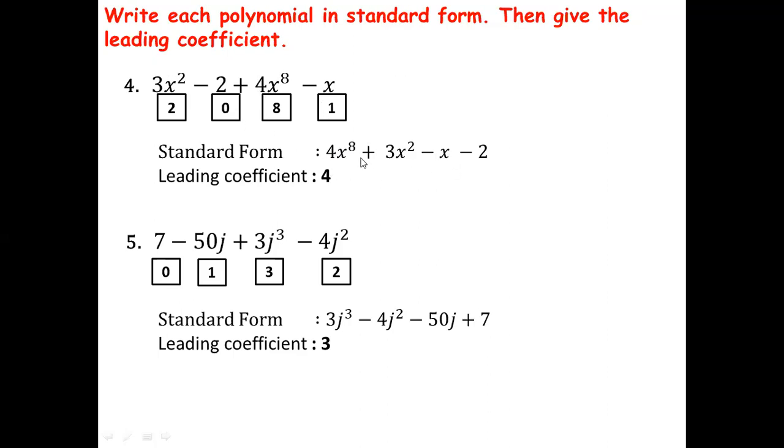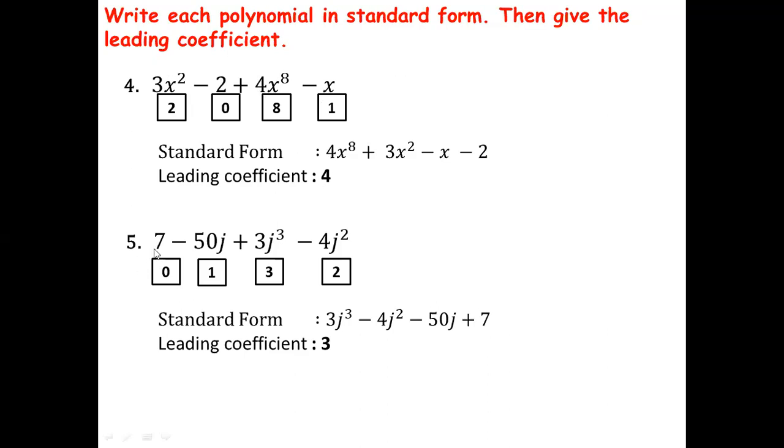So in standard form, your polynomial will look something like this. Now, what is the leading coefficient? Leading means what's the first number which is here. In this term, which is the first number? The leading number is 4. So the leading coefficient is 4.